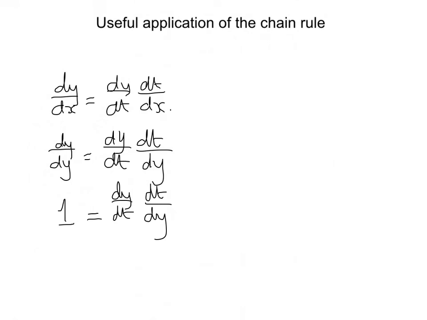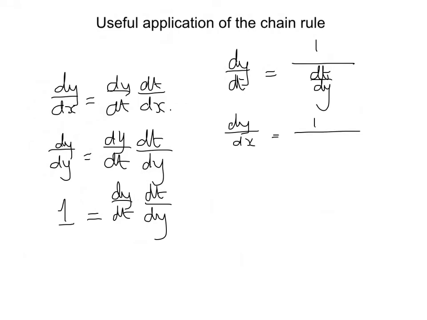Let me write that down here. dy by dt must be 1 over dt by dy, or the way we usually write it is with x's. dy by dx is the reciprocal of dx by dy. That is something that you might think is obvious, but actually isn't mathematically that obvious. How is this useful?